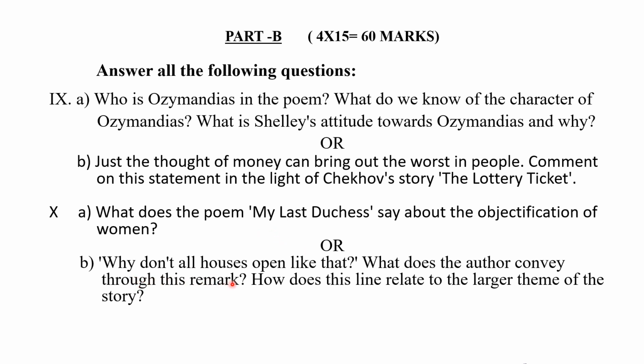Or, why don't all houses open like that? What does the author convey through this remark? How does this line relate to the larger theme of the story? So in those days, the discrimination between poor and rich existed very clearly and very openly. So when the dollhouse was kept open for the other children to watch, the author remarks that all the houses should be open. That means there should not be any kind of discrimination between the poor and the rich. This is the larger theme of the story, and that's what the author tries to express in this dollhouse.